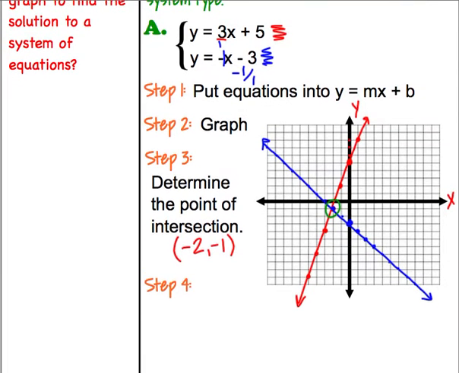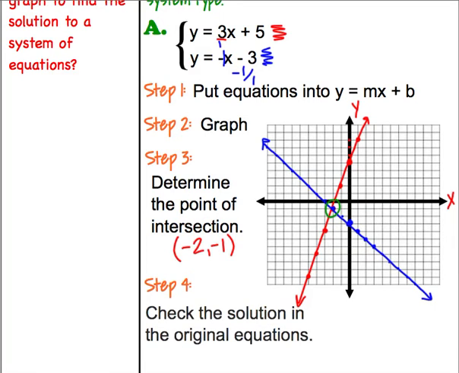Our final step, however, is going to be the last piece, which is to check the solution in the original equations. Because maybe you graphed it wrong, maybe you solved it wrong, and we want to make sure that this is set correctly. So we're going to go back, and that means we're going to take our x and our y and put them into each of our equations. Starting with our red equation, y we said was -1, and we have 3 times our x of -2 plus 5. Well, 3 times -2 is -6, plus 5, and that does equal -1. So it does check out for the red equation.